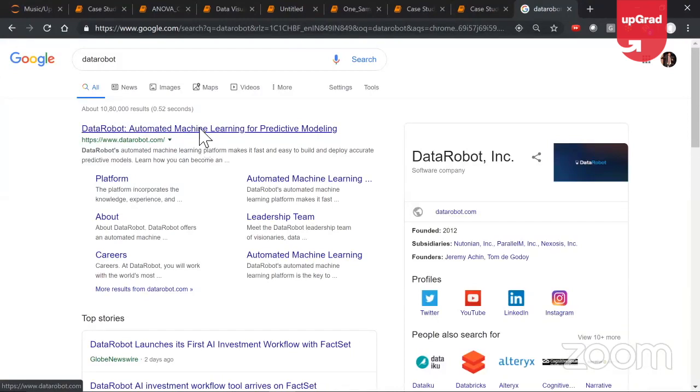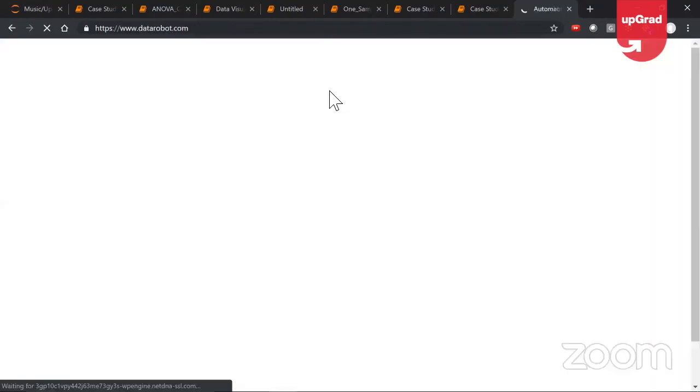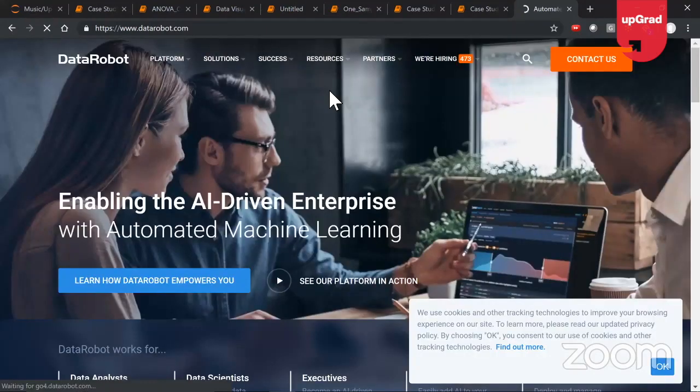Data Robot is one such tool. Automated machine learning, how amazing it is. Put in an Excel file, something happens, and the predictions come out. Okay, so I won't be surprised if in the next 2-3 years there won't be any Python anymore, right? So you probably don't have to do Python anymore.